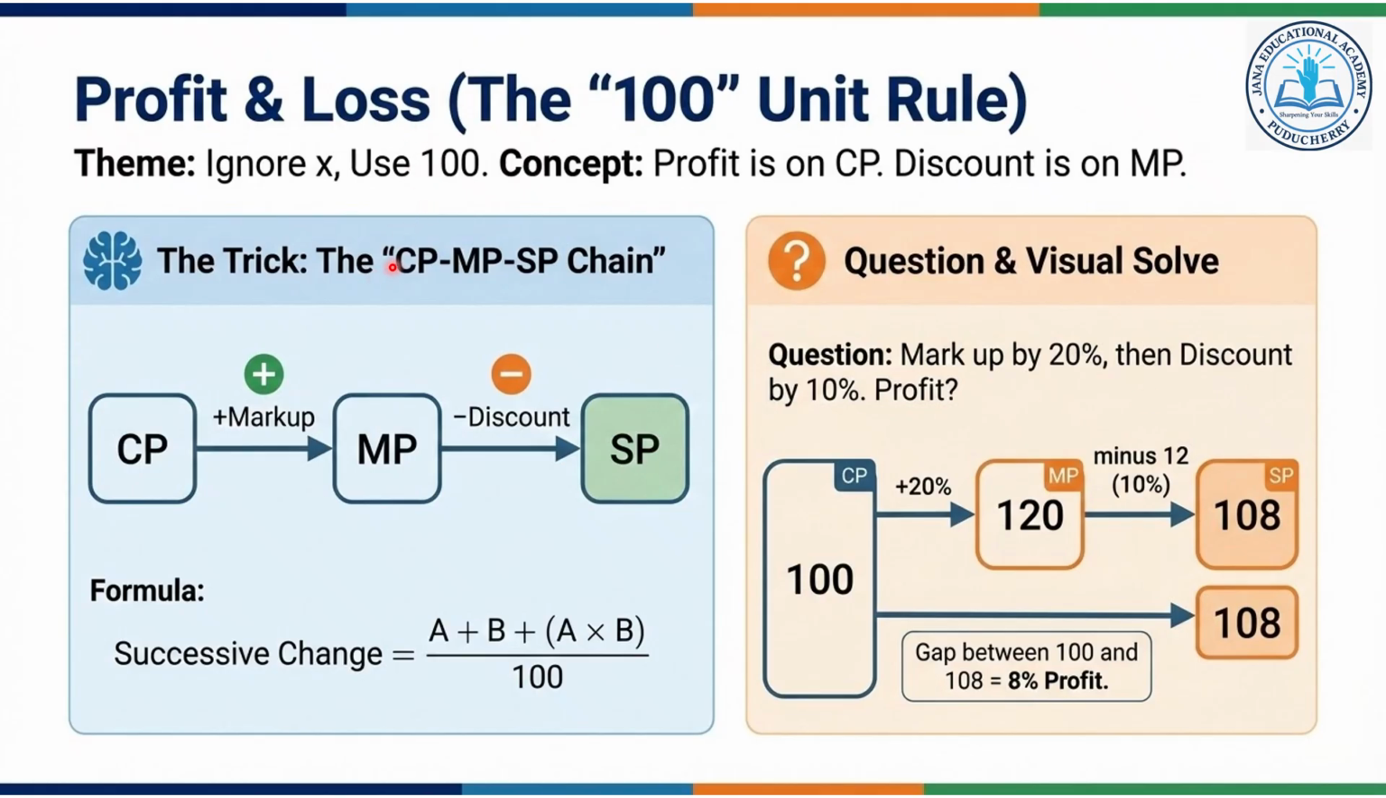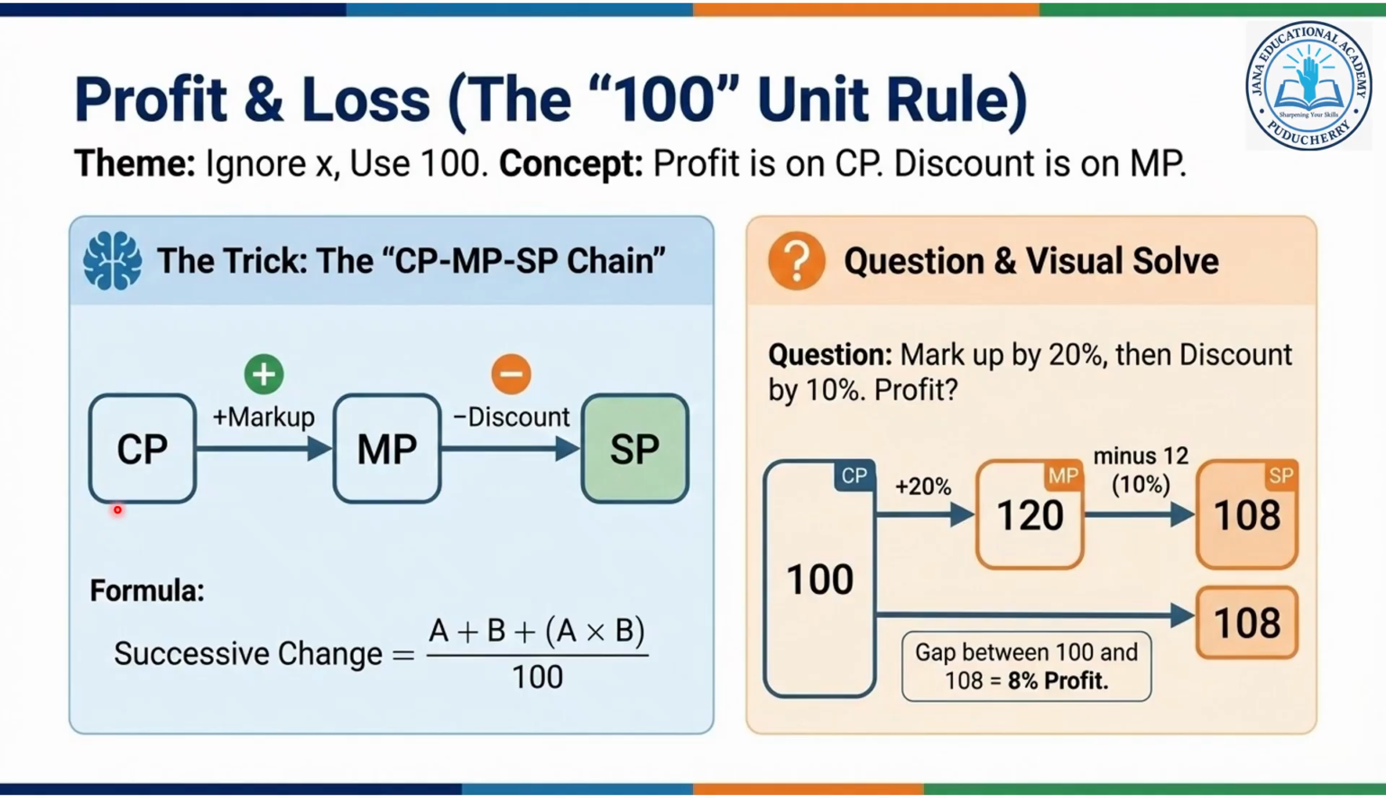The next slide is profit and loss. Whenever there is a profit and loss problem, you can ignore the x, use 100. The concept is profit is on CP. CP is nothing but cost price, and MP is the market price. SP is the selling price, or market price or markup price, right? So SP is nothing but the selling price. You see, CP is cost price, then markup price, and selling price.